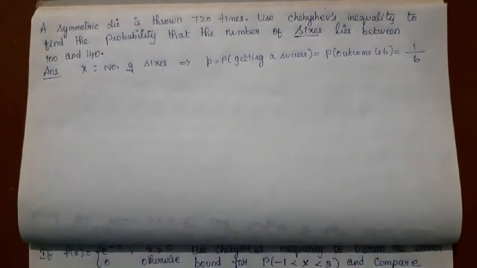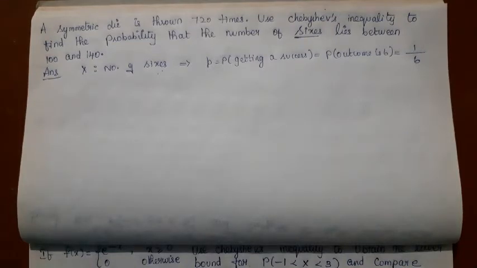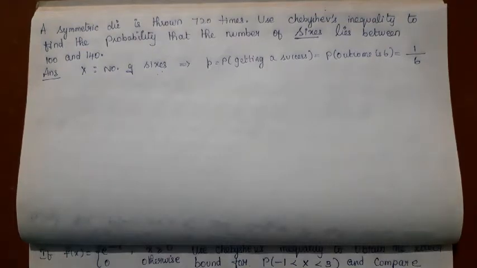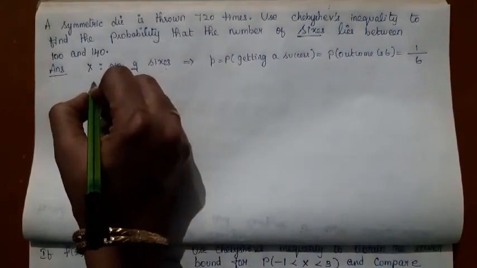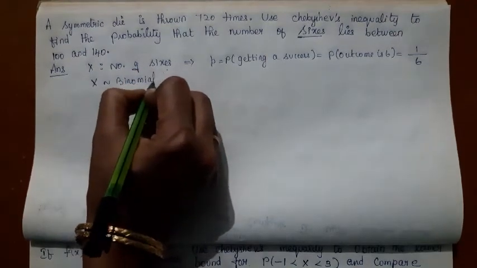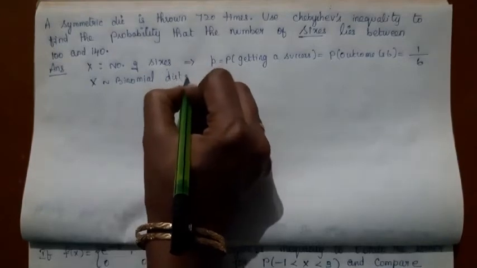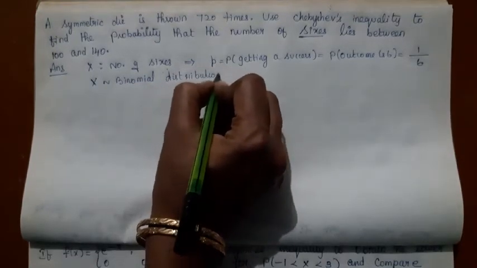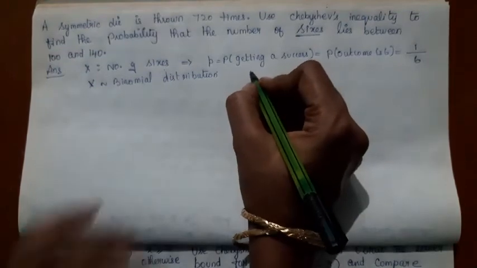So even though the die casting experiment has 6 possible outcomes, ultimately you are going to consider only whether you are getting a 6 or not, success or not. So in this case your x assumes only 2 values, success or failure. So your x follows binomial distribution. Since there are only 2 outcomes in the random experiment, x follows a binomial distribution. Now you know the p-value.